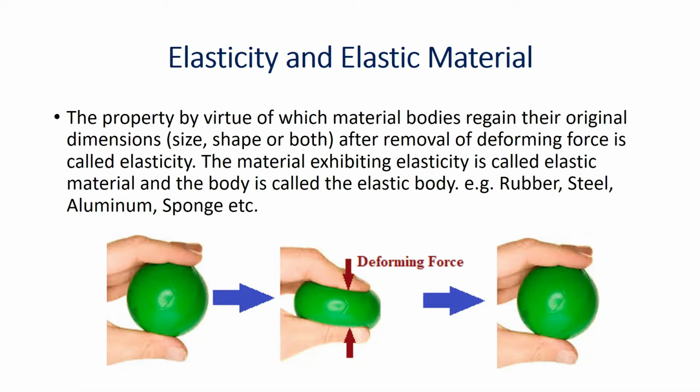In the diagram, a body is subjected to deforming forces. The shape of the body is changing, and when the deforming forces are removed, the body is regaining its original shape. Hence, the body is an elastic body, and the property is called elasticity.